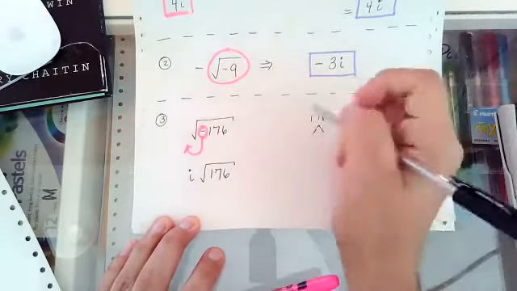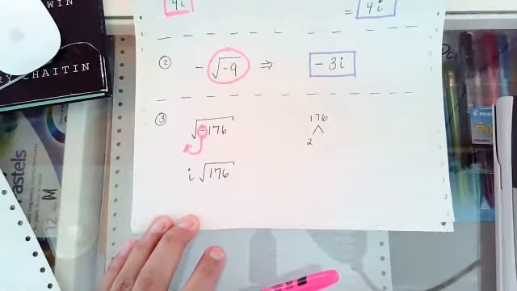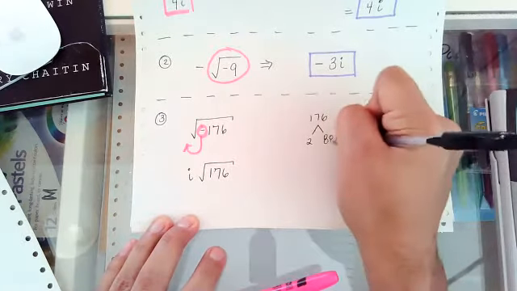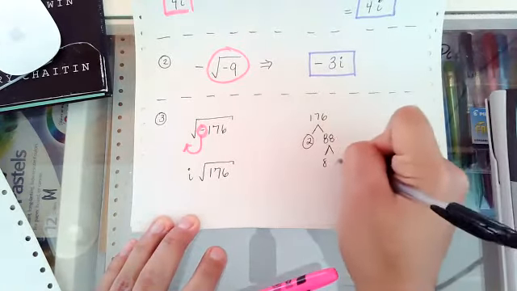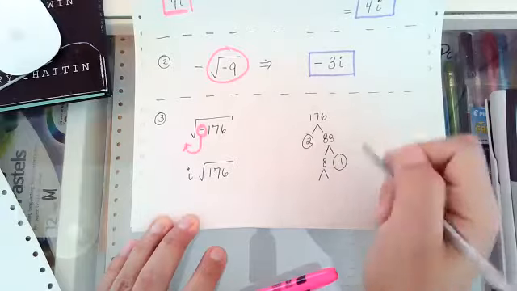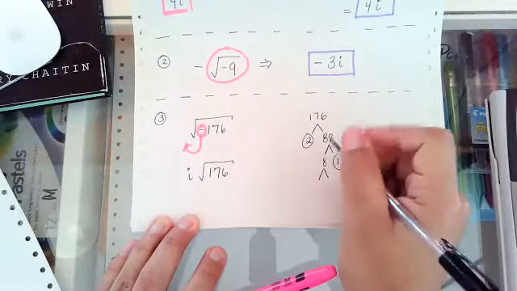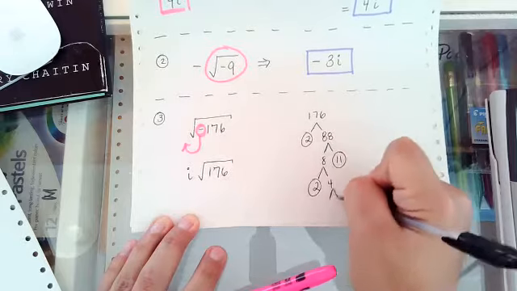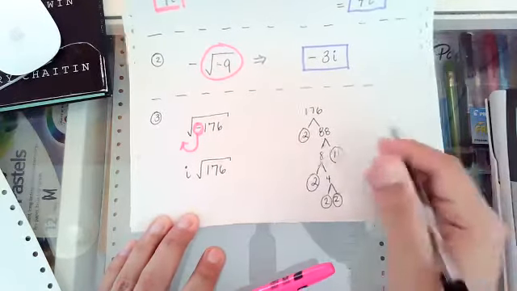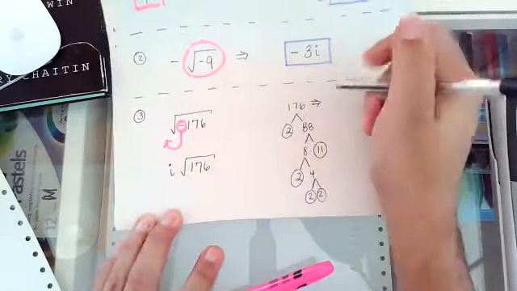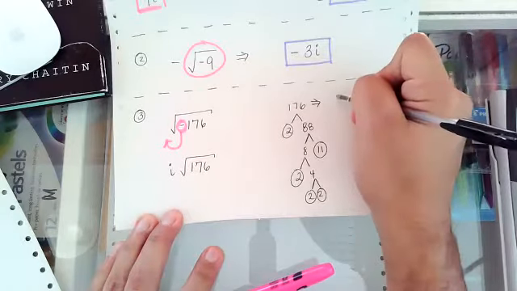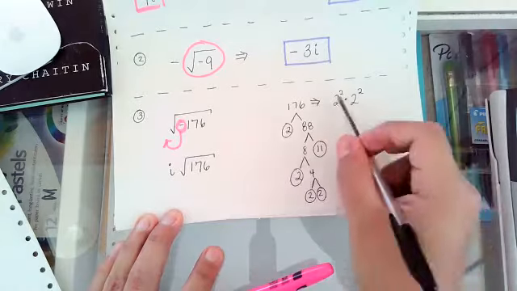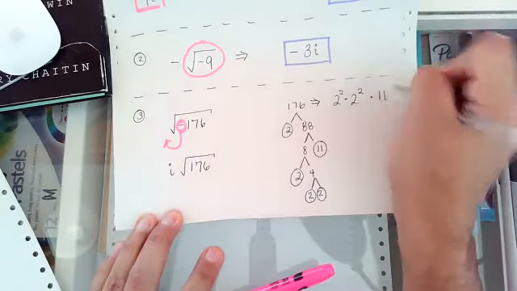So this will be 2 times something. 176 divided by 2 is 88. Well, that's really nice because that's 8 and 11. 11 is prime. And I know that this is 2 and 4, and that this is 2 and 2. So I know I can rewrite this as 2 squared times 2 squared. So 1, 2, 3, 4, that's 4 2's times 11.